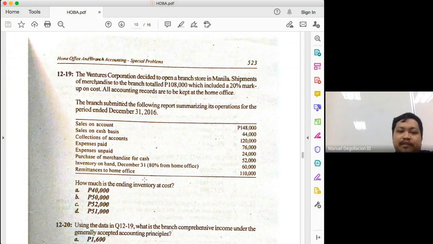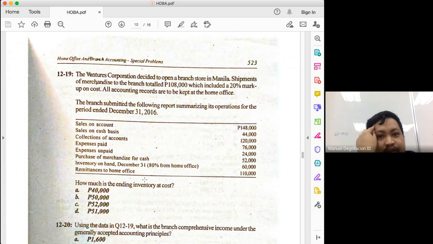How much is the markup rate in this problem, class? 20%. Okay. So, and what are we looking for? Ending inventory at cost. Again, if you already have the ending inventory as reported by the branch and you are looking for the true cost of the branch inventory, what are you supposed to do? All you have to do is to deduct the markup on the ending inventory. So we already have the 60,000. And the markup rate is 20%. So to arrive at our answer, all we have to do is to divide 60,000 by 120%, correct?